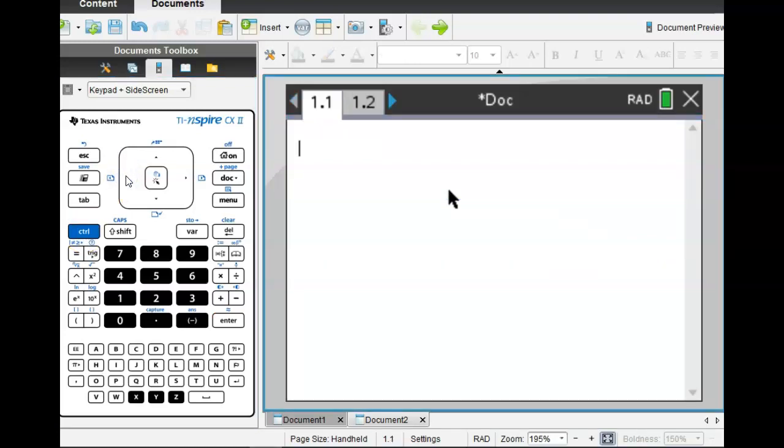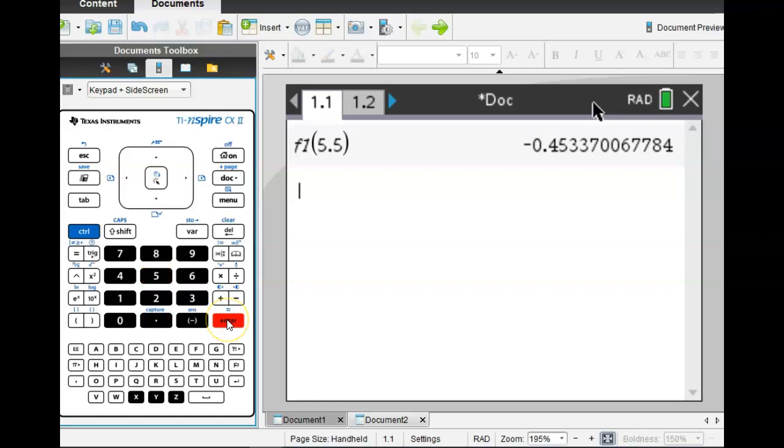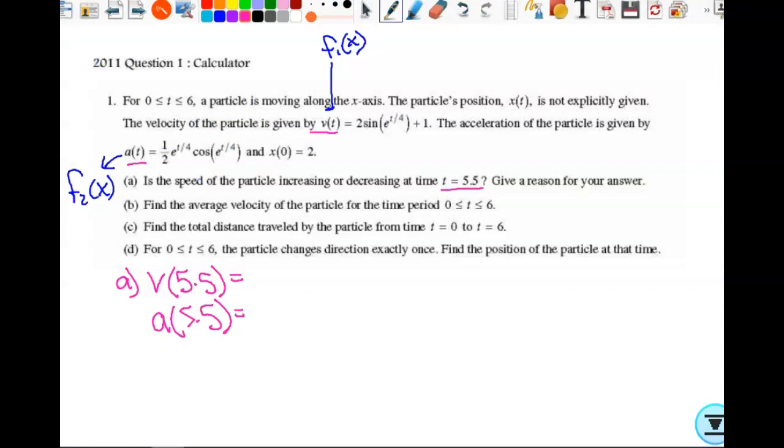So turn my page. I'm back here. Okay. I don't want to have to type all that mess in again. So I want F1 of 5.5. There's 2 different ways to do this. One way is to hit the variable key right here, and then choose F1, and F1 of 5.5, and hit enter. That's why you want to put it in there even if you don't care about the graph. So what we get here is negative 0.45337.